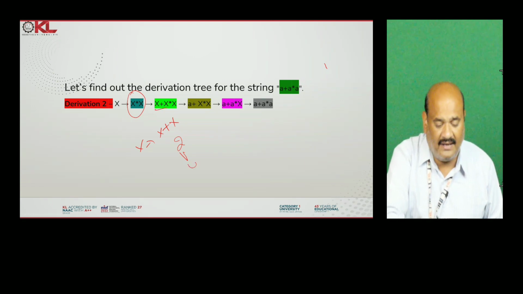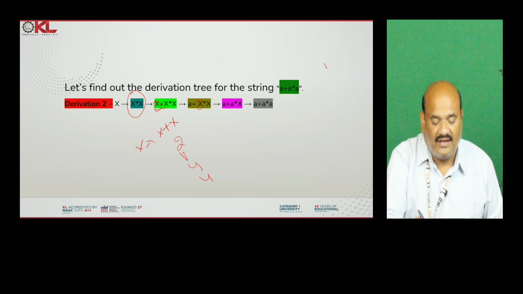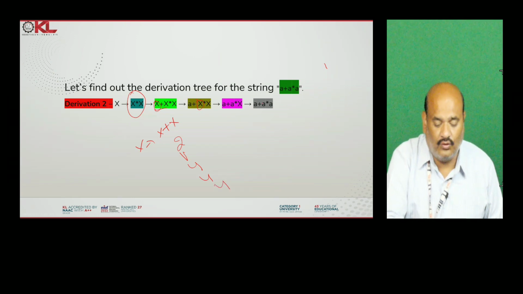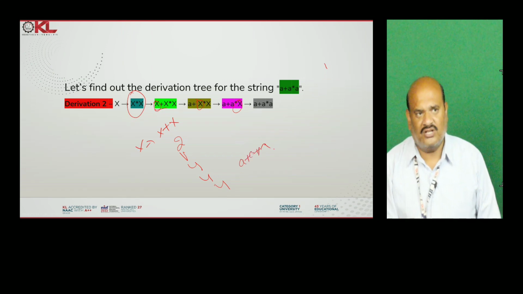Now I am applying the fourth rule. In this place of X, I am applying a. Now it becomes a plus X into X. Now again I am applying the fourth rule, a plus a into X. Again I am applying the fourth rule in the place of X, a plus a into a. Now I understood that for the single problem, I have two ways.